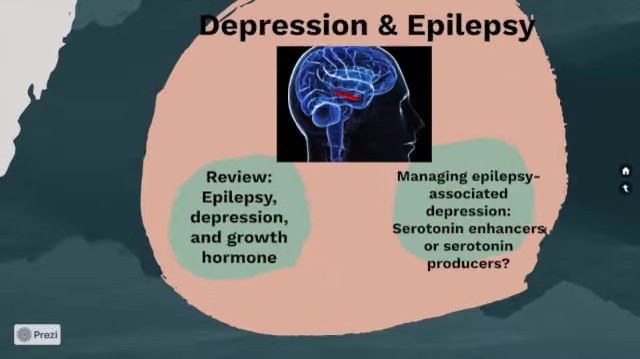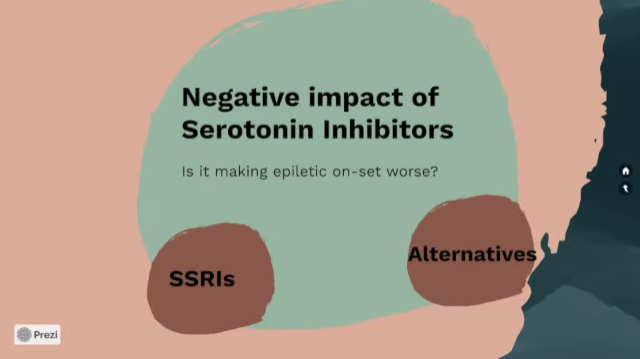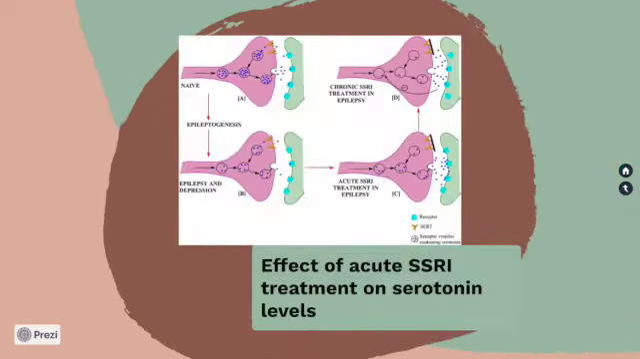Managing epilepsy-associated depression is not necessarily an easy tactic. Let's take a look at SSRIs, which is our common antidepressants that we are given. Effective on acute SSRI treatment of serotonin levels depicted by this picture actually shows that it reduces the level of serotonin built up in the body over long periods of time.